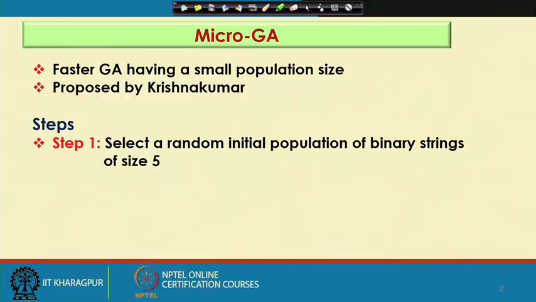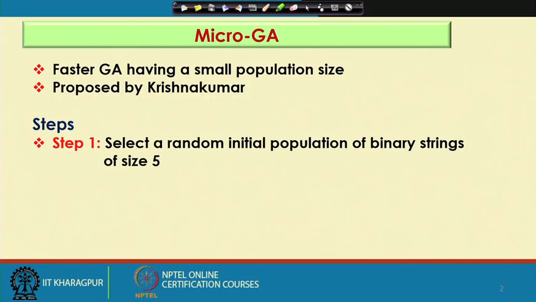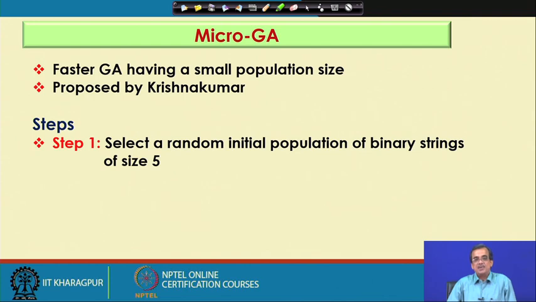Micro GA is actually a result of that type of thinking, and this is a faster GA. Here we start with a small population size, and generally we consider the population size to be an odd number. Typically the population size, capital N, is equal to 5, 7 and so on. This concept of micro GA was proposed by Krishna Kumar, and after that it became very popular, particularly for problems where we want to find the optimal solution within a fraction of a second. Now, this is basically a binary coded GA with a little bit of modification. Those modifications I am going to discuss in detail.